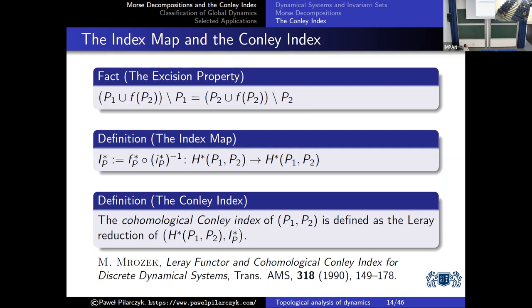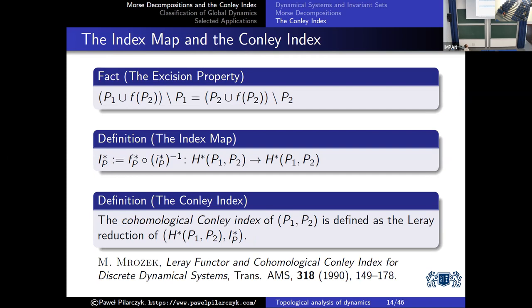And then we can talk about the map induced on the index pair. So we get this mapping of the index pair forward by one step, and then we can squeeze the green part back to the red set, to the exit set, so that we get an endomorphism. I'm denoting it here in cohomology, but in the finite setting, where I'm going to do the computations, homology and cohomology are essentially equivalent. And this definition was given by Marian Mrozek.